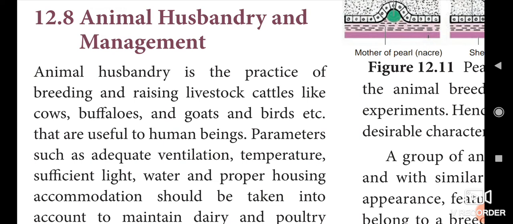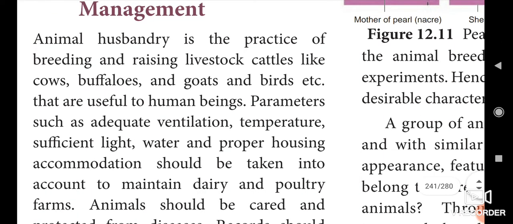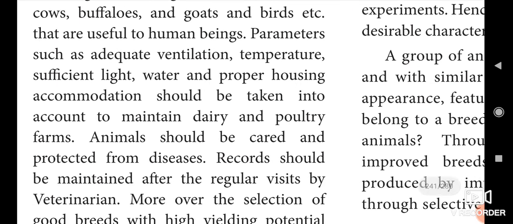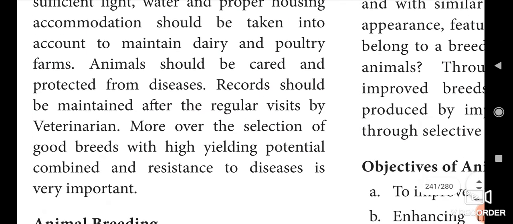If you grow a cow in your home, what economic products do we get from the cow? Milk and dairy products. So it is very useful to human beings. Parameters such as adequate ventilation, temperature, sufficient light, water and proper housing accommodation should be taken into account to maintain the dairy and poultry farm.